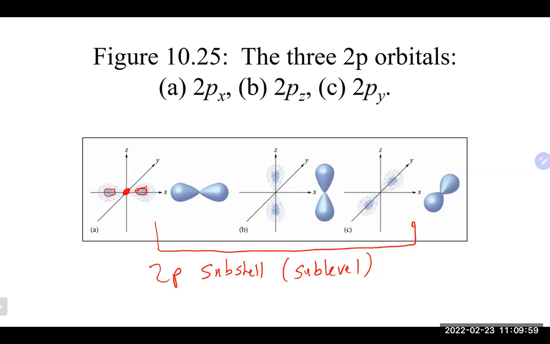Any questions on that? Again, you do find them on every other level besides the first, but they do start at the second energy level, and then you have it on the third energy level, which would be 3p orbitals. The fourth energy level will be 4p orbitals, and so forth as you continue up the energy chain.